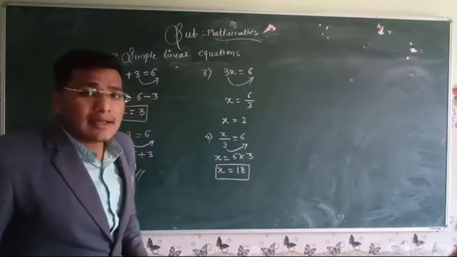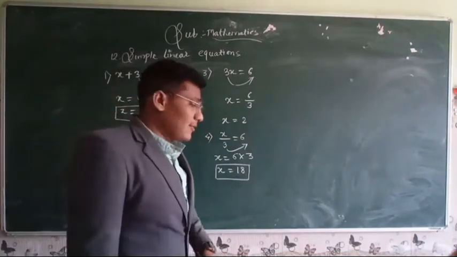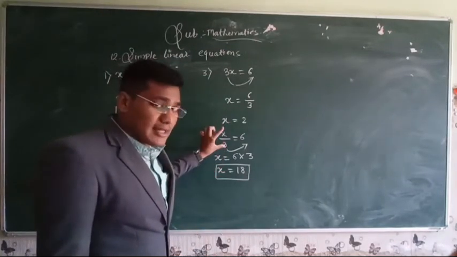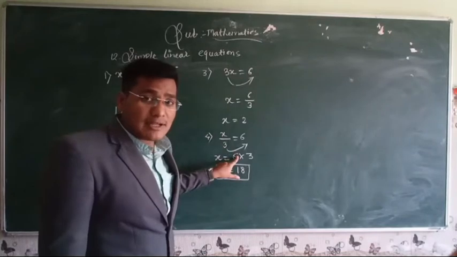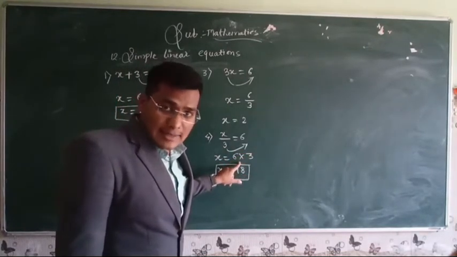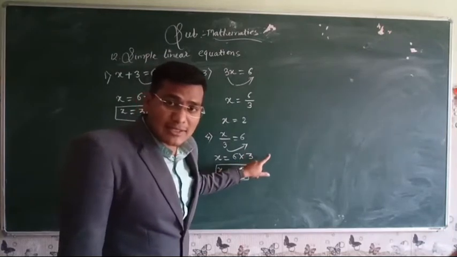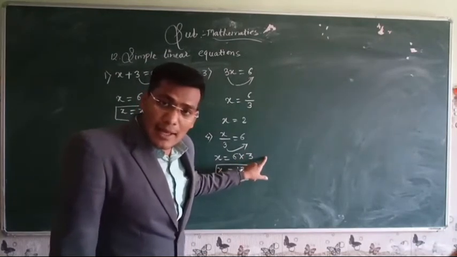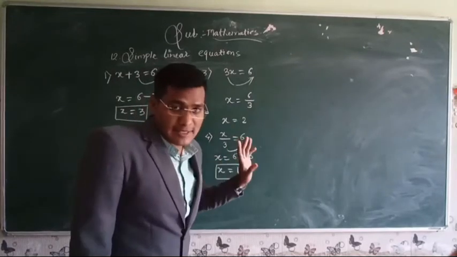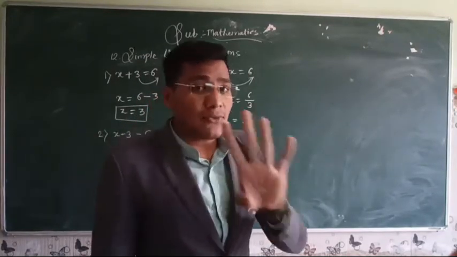And this is the last rule of the simple linear equation: whenever any value which is dividing a variable or any number is transferred from LHS to RHS or from RHS to LHS, it multiplies. This is why we learn the 4 rules.